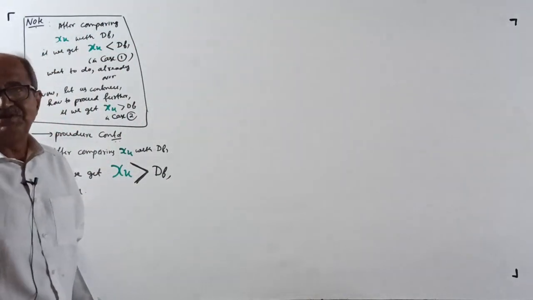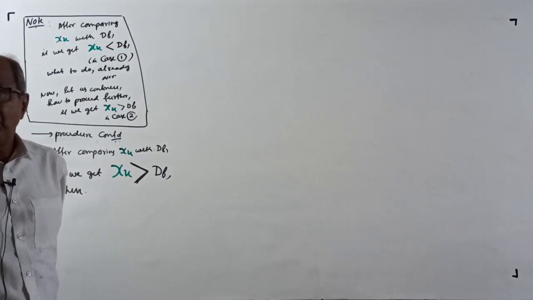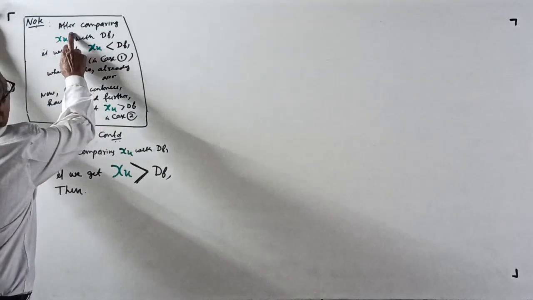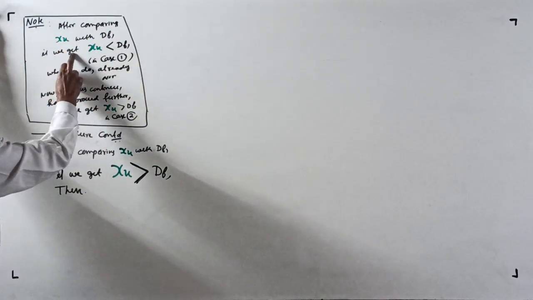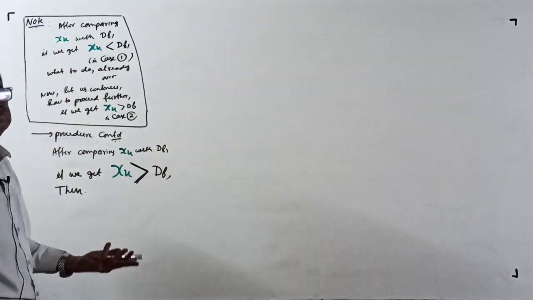One note, some will tell how many notes. Yes, I believe in perfection. See, note, after comparing XU with DF, if we get XU less than DF, that is case 1, what to do? Already over. Problem closed.